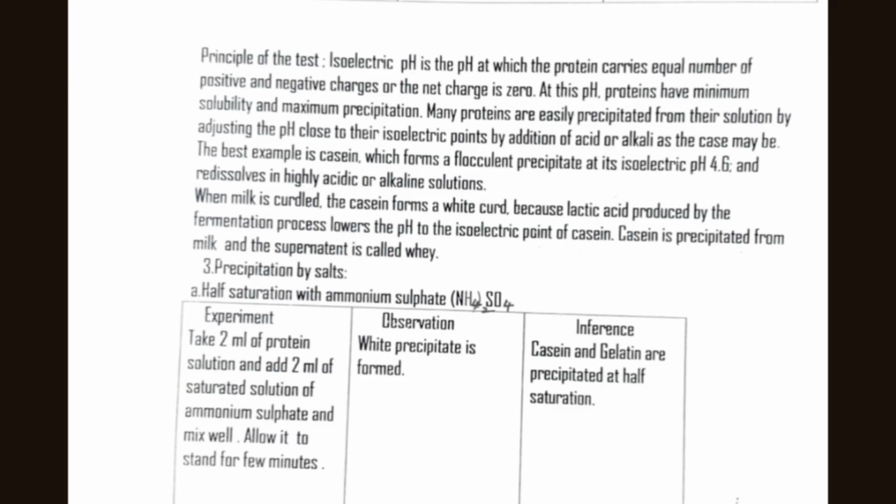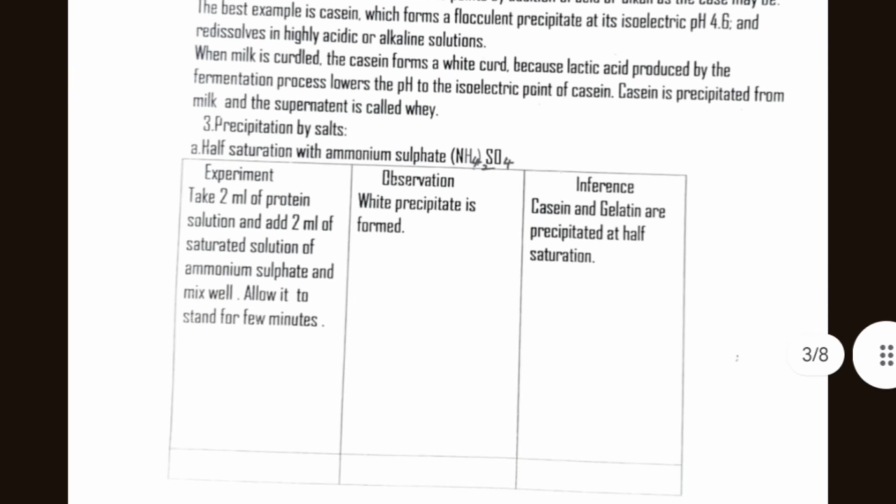So how is milk curdled? The casein forms a white curd because lactic acid produced by the fermentation process lowers the pH to the isoelectric point of casein, and then casein is precipitated from milk and the supernatant is called whey.